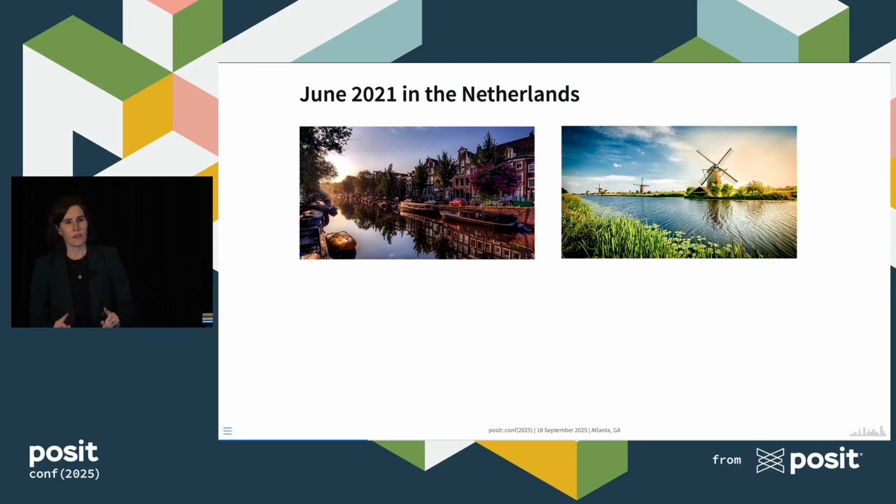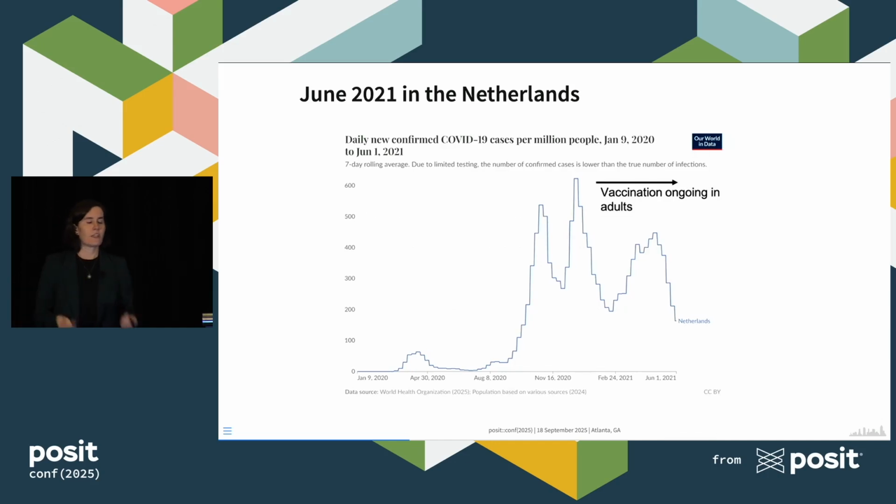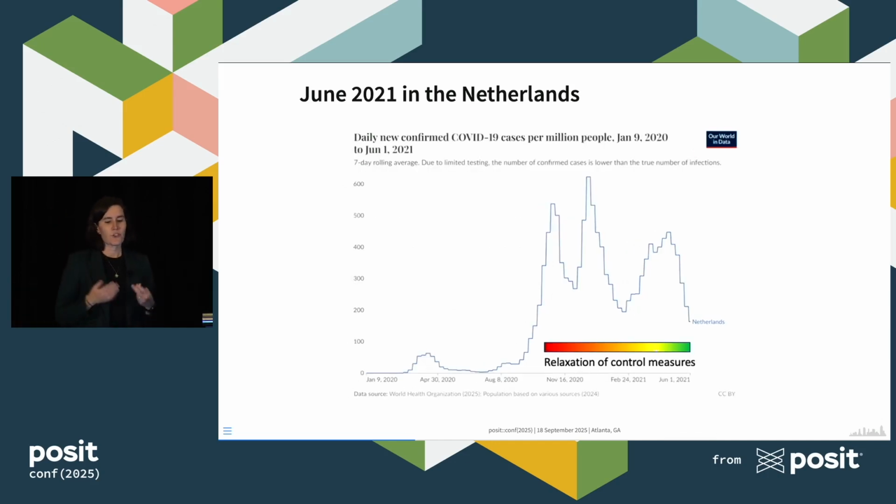Now I'm sorry, we all know what was happening in 2021. The COVID pandemic was in full swing. And the Netherlands had actually already experienced multiple waves of infections, denoted here by the blue line, which shows daily new confirmed COVID-19 cases over time. But things were looking up. COVID-19 cases were decreasing, vaccination was ongoing in adults, and strict control measures were gradually being relaxed.